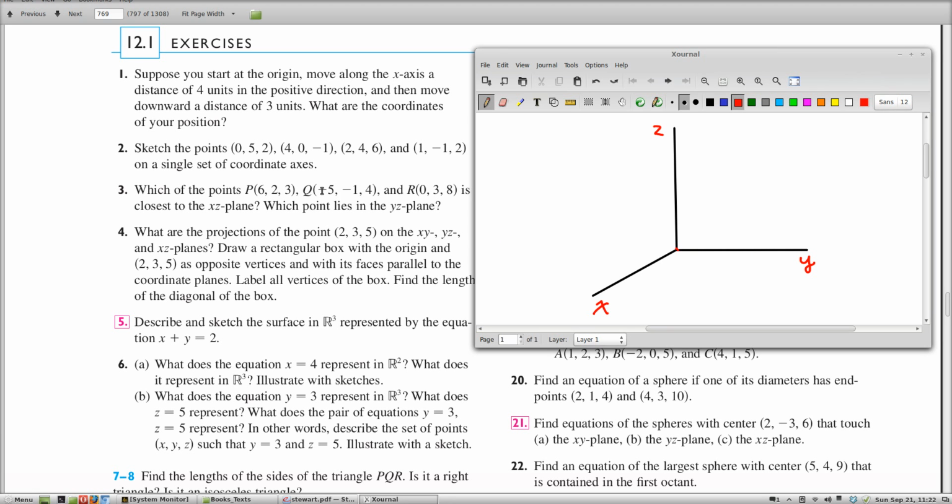You know what, I'm going to skip 4. I don't like 0 because 0 seems too special. So let's look at 2, 4, 6. So that's 1, 2 out in the x direction, and then 1, 2, 3, 4 out in the y direction, and 6 up in the z direction. 1, 2, 3, 4, 5, 6.